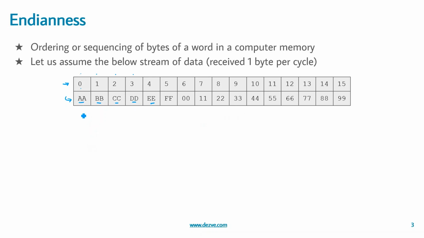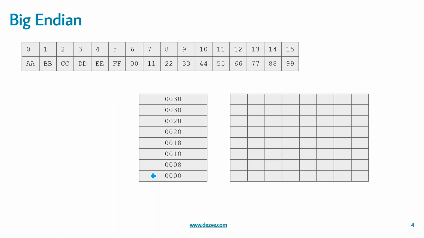Now depending on our previous slide, we have seen that the memory could be like this. If this is a byte addressable memory, we have to choose where to place AA, either here or here or somewhere else. Depending on where I place AA, BB, and so on, in the order which I will describe next, that determines the system Indianness. So Indianness is nothing but the ordering or sequencing of bytes within a word in the memory of a computer.